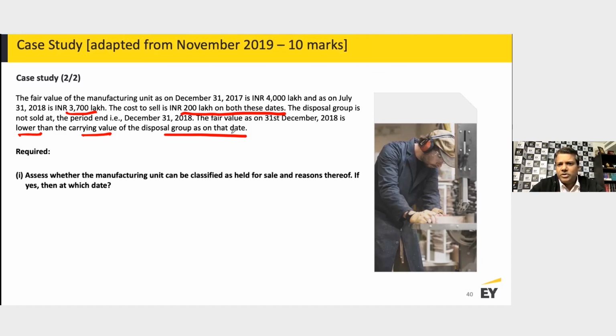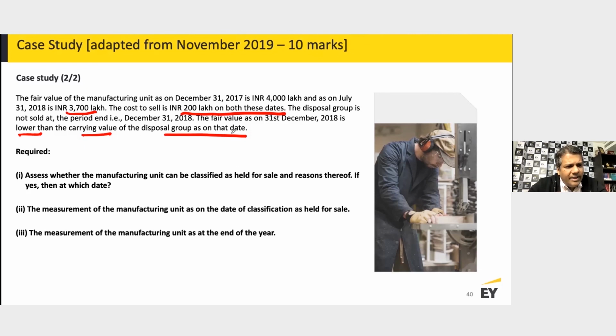Now look at what's the requirement. Assess whether the manufacturing unit can be classified as held for sale and the reasons thereof. If yes, then at which date? Remember, there are 5 conditions to be fulfilled. Then the measurement of the manufacturing unit as on the date of classification as held for sale. And the measurement of the manufacturing unit as at the end of the year. All these 3 things I need to look at.